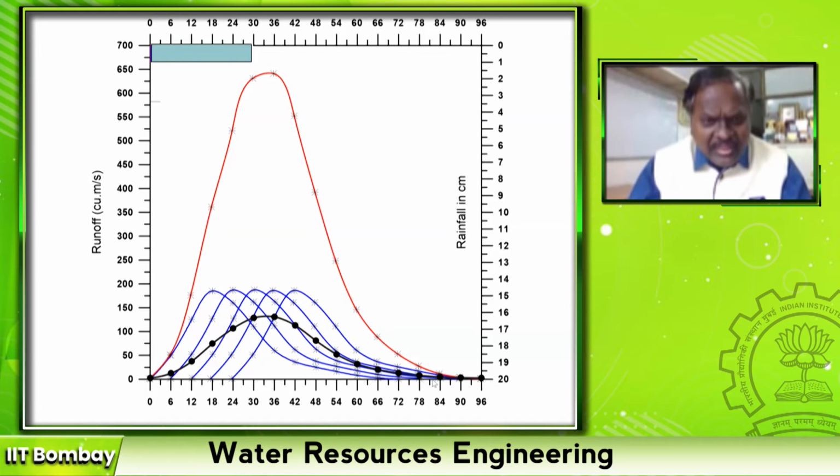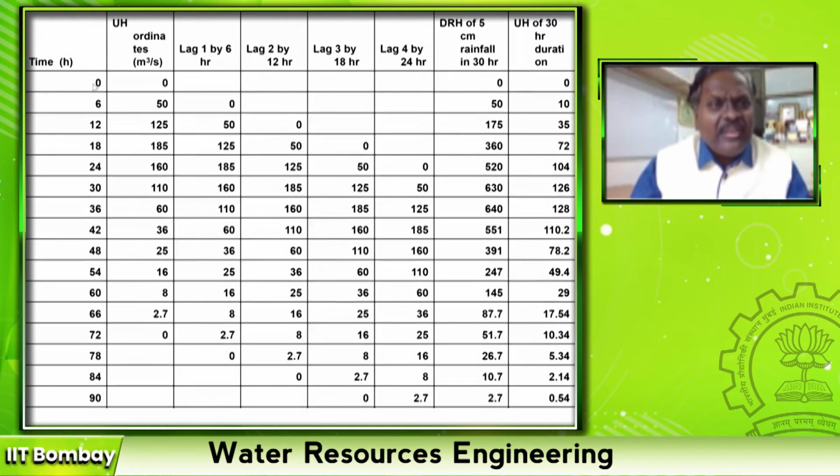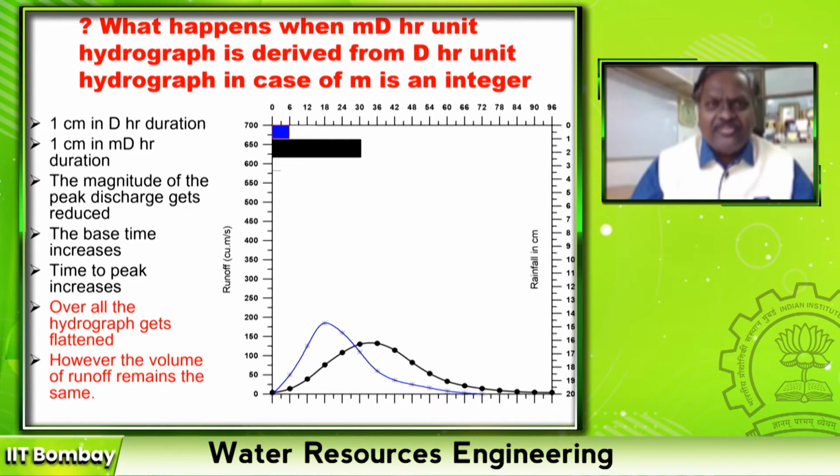So in this case, the area of this blue 6-hour unit hydrograph and the area of this black 30-hour unit hydrograph is the same. Okay. So I can do this in tabular form also. The method of superposition can be done only when my time of measurement is equal to the unit hydrograph duration. So you lag it 4 times: 6 hours, 12 hours, 18, 24. Then you add all these, divide it by 5 centimeter, and that will give you the unit hydrograph for 30-hour duration.